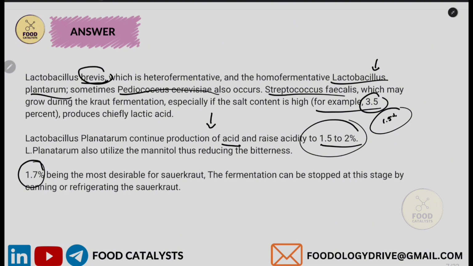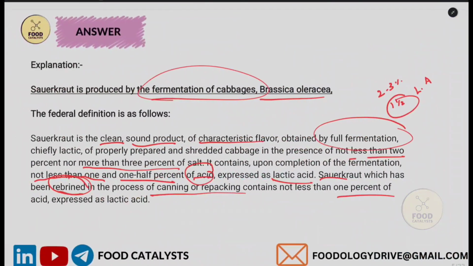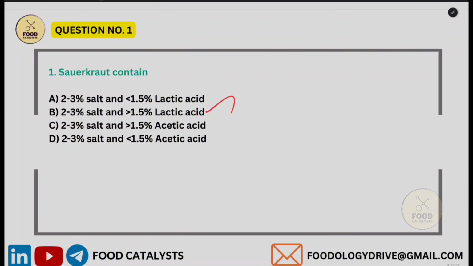Okay, and see, this bacteria will also utilize the mannitol. So if it utilizes it, obviously the bitterness is going to reduce, right? This will reduce the bitterness. So that's it. Now we have achieved the end point which we needed, like 1.5 to 2%, and the fermentation can be stopped at this stage by either using a principle called canning or refrigeration. That's it. So this is a simple fermentation of sauerkraut. I hope you have understood the whole process, and the answer is 2 to 3% of salt, and you know now why it is 1.5% lactic acid.